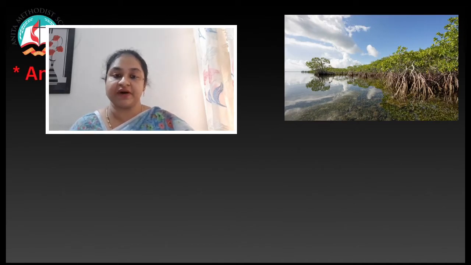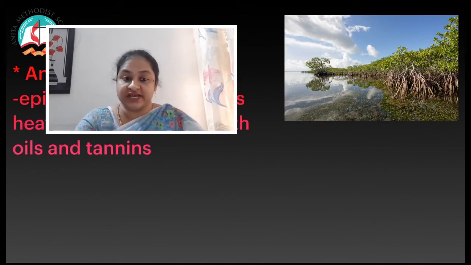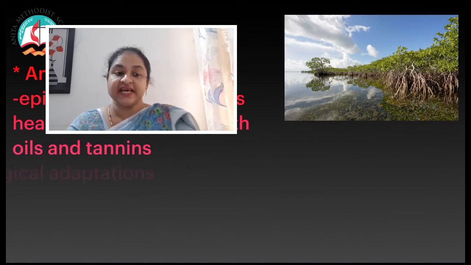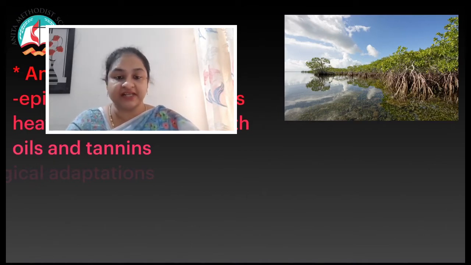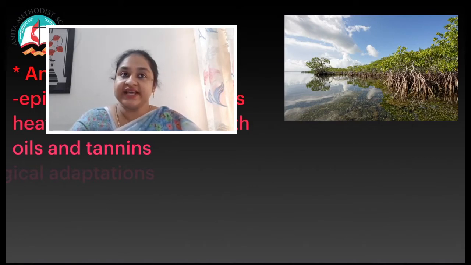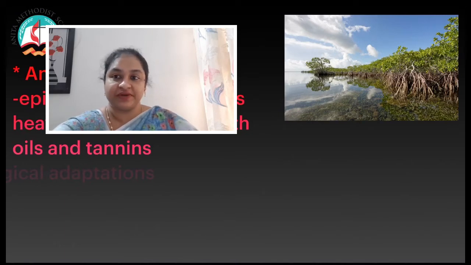Then we will learn about the anatomical adaptations in halophytes. The epidermal cells of the stem are heavily cutinized, filled with oils and tannins. And the physiological adaptations: they have high osmotic pressure in some plants, and then we see that seeds germinate in the fruits of the mother plant itself, which is called vivipary.